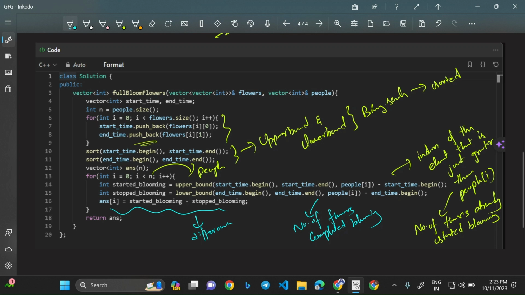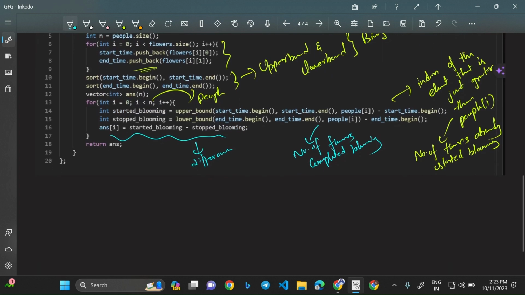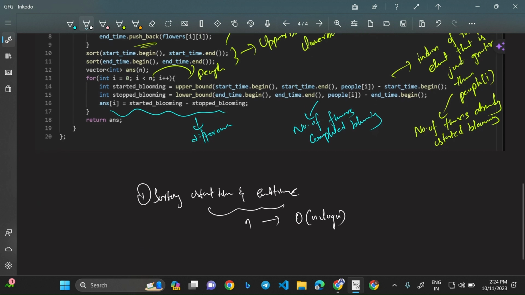So I hope you people understood. And what is the time complexity? If we analyze this properly, the very first operation is sorting start time and end time. Let us assume both of these have a size of n. Then this takes O of n log n.